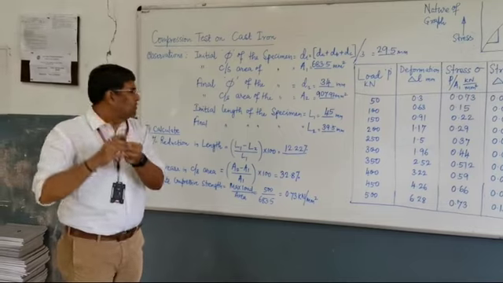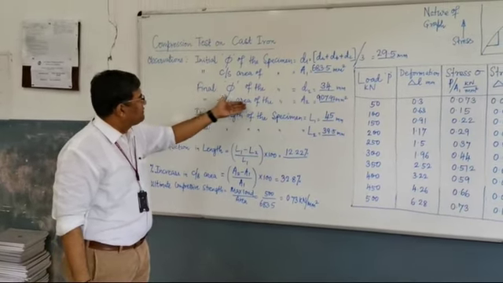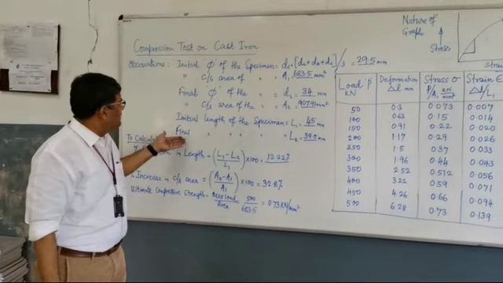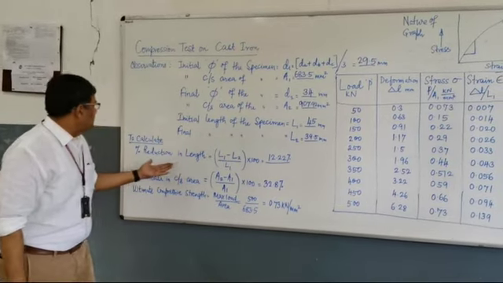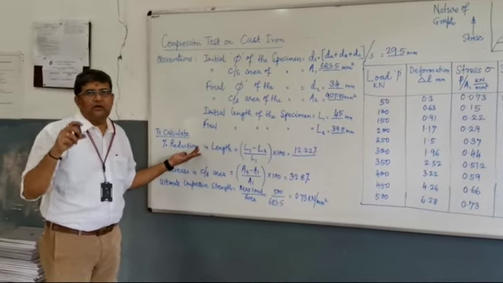It would have reduced. So once you find the final diameter, find the final cross-sectional area, and then find the final length. Then you need to find the percentage reduction in the length, how much it has reduced, by what amount.